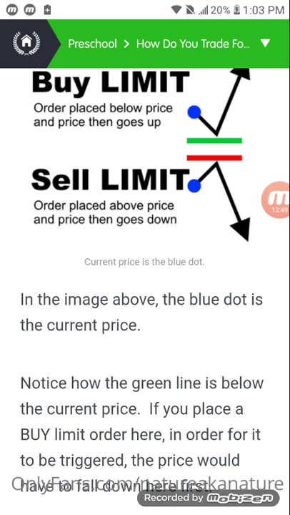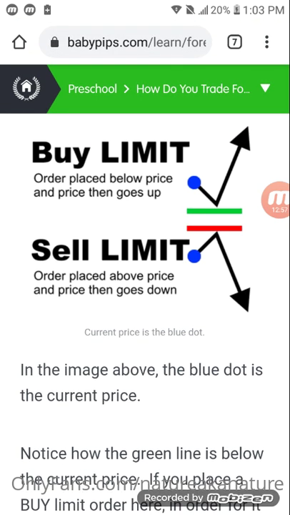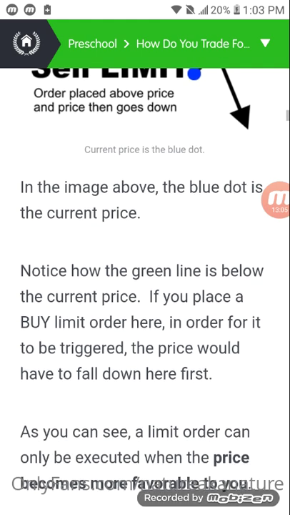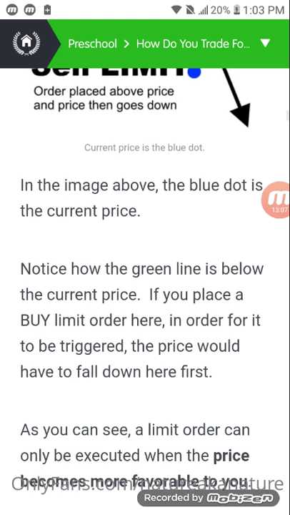If you place a buy limit order here, in order for it to be triggered, the price will have to fall down here first, and hit your buy limit. So as you can see, a limit order can be executed in your favor. Price becomes more favorable to you.